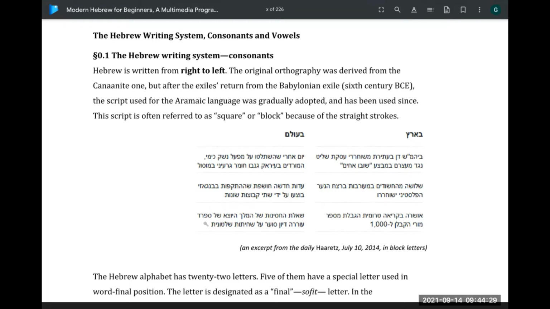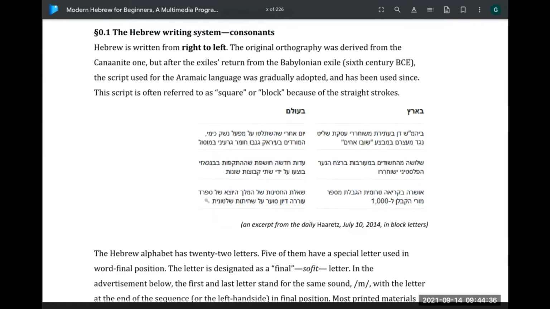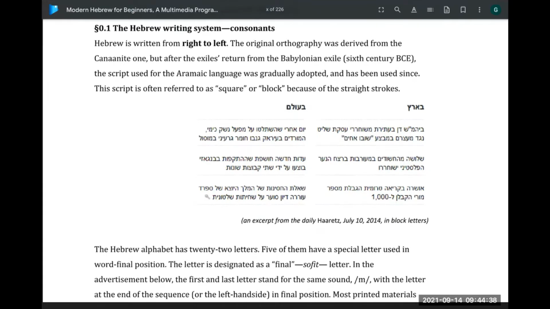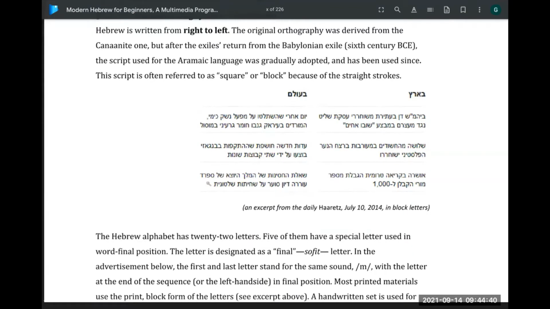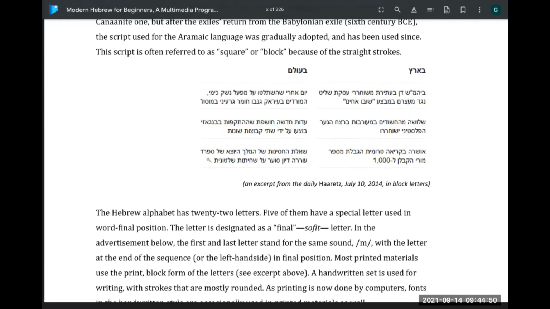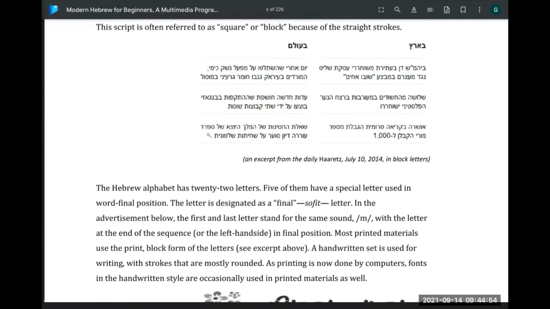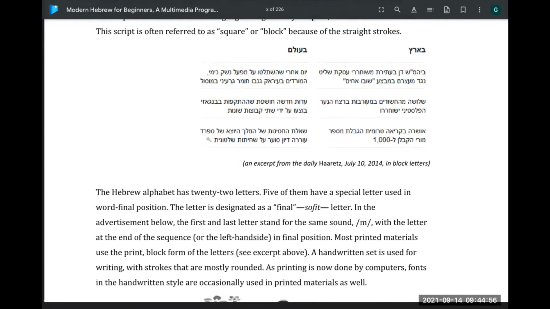Anyway, so we're going to start with the Hebrew writing system, consonants and vowels. The Hebrew writing system, consonants. Hebrew is written from right to left. The original orthography was derived from the Canaanite one. But after the exiles returned from Babylon exile, 6th century BCE, the script used for the Aramaic language was gradually adopted and has been used since. The script is often referred to as square or block because of the straight strokes.